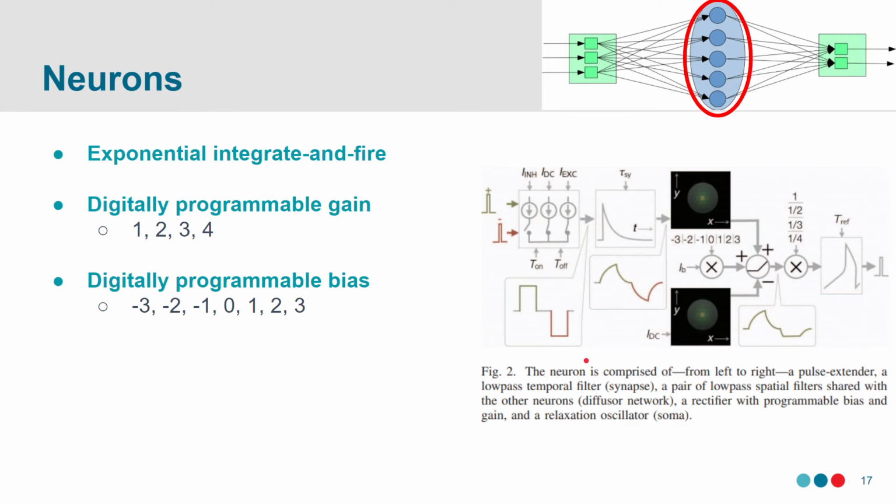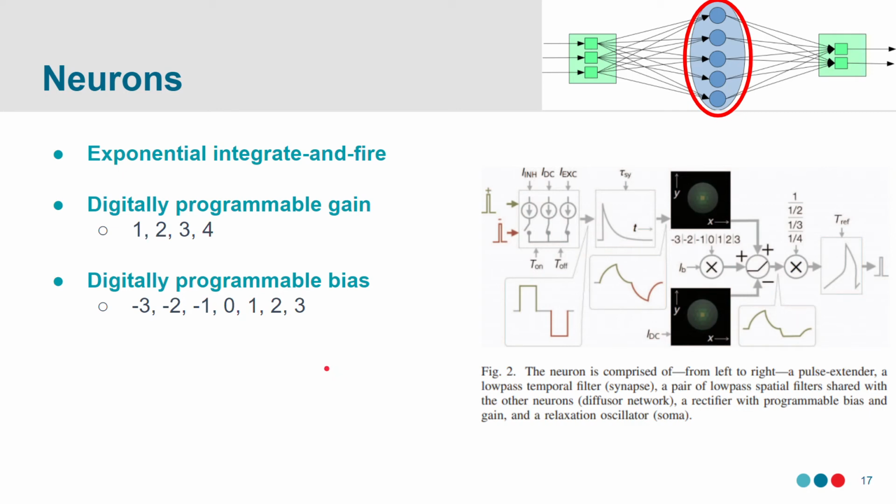Here's the basic thing that we ended up with, and then I'm going to talk about why we ended up with that. So exponential integrate-and-fire neuron is what we ended up with, just because there were nice, efficient ways of implementing that. And that's what the design team was pretty familiar with. And then we're going to add in some digitally programmable aspects to each neuron. In particular, we're going to add in a programmable gain, and we're going to add in a programmable bias.